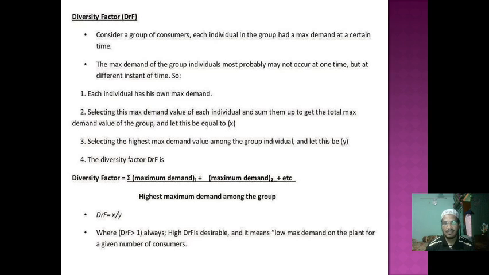What is called the DRF? The diversity factor. Again I am telling you, diversity factor, and the diversity factor is not less than 1. It will be greater than 1, because it reflects the lowest maximum demand on the plant for a given number of consumers. If the diversity factor is greater than 1, it says the maximum demand on the plant is lower.